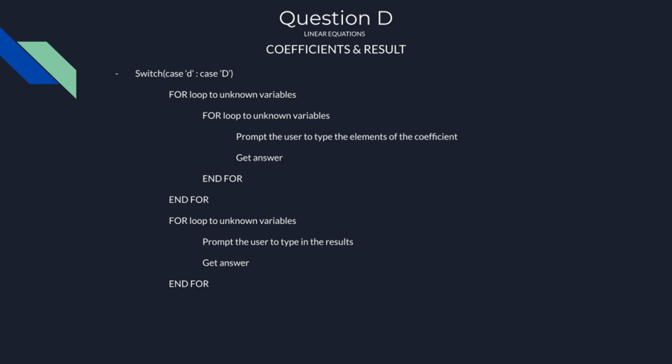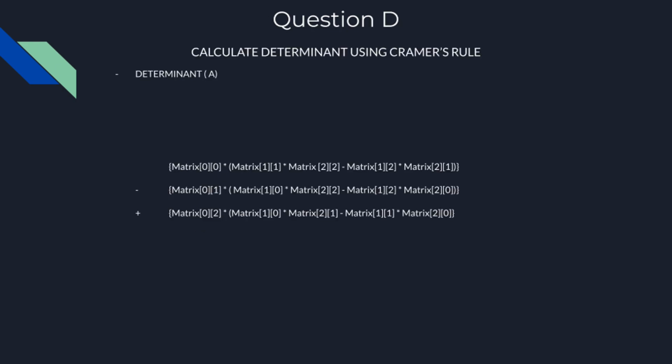After that, you can end the for loops and start the other for loop to get the results or the constants. Those are the constants in the equation, so what's on the right hand side of the equation. We have those two answers, right? We have the constants and the coefficients, right?